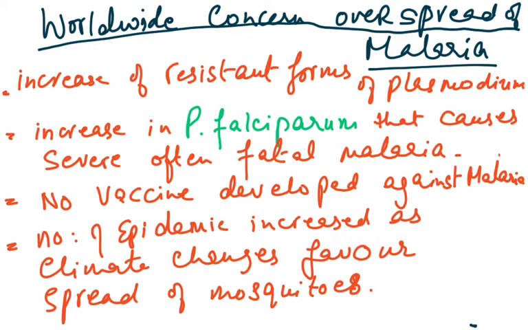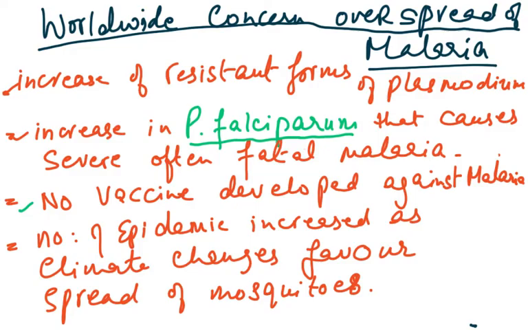The main concern in the worldwide spread of malaria is that number one, there's increased resistant forms of Plasmodium. Number two, there's increase in one form of Plasmodium, which is Plasmodium falciparum. And this causes severe, often fatal malaria. So of course, that means more people will die of malaria because Plasmodium falciparum is more dangerous than the other ones. Then number three, no vaccine has been developed against malaria. We have no vaccine which we can give to people so they won't get any malaria. It's a preventive measure.